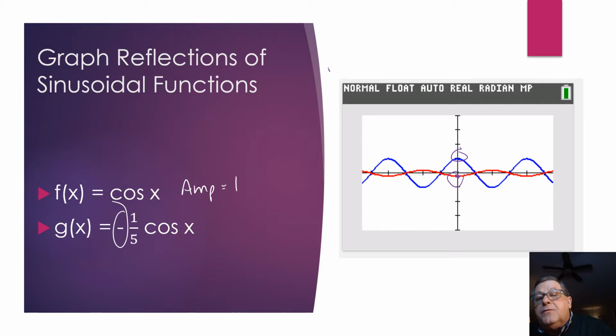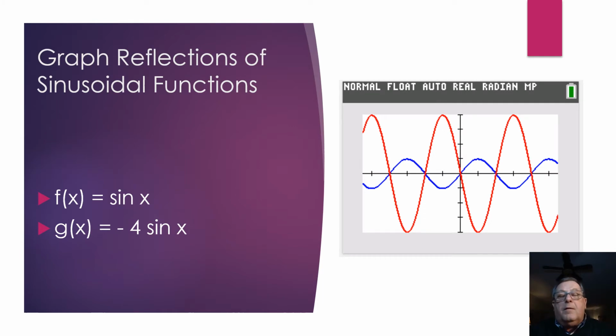Now another thing too, if you notice, in our parent function, just focusing right here on the y-axis, from there we go down to negative 1. And in our transformation, we're starting here at negative 1/5, but then we start up. So it has been both compressed and reflected. It's compressed vertically and reflected across the x-axis.